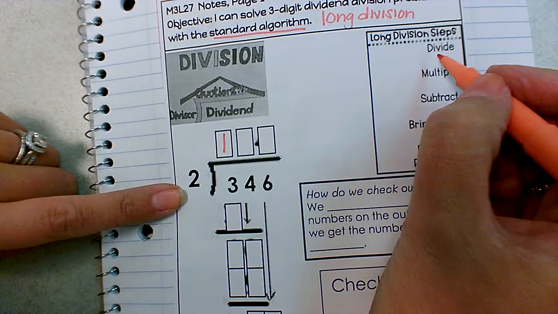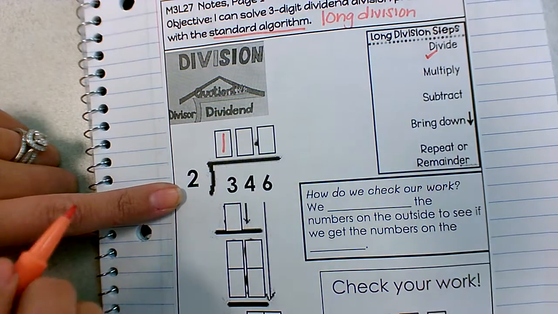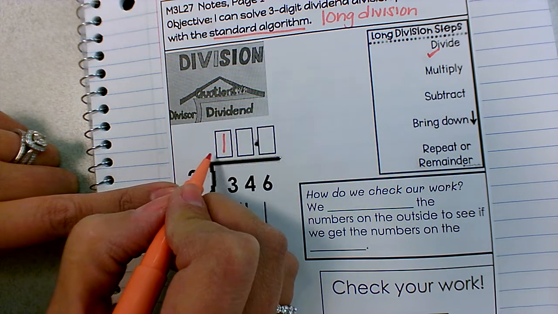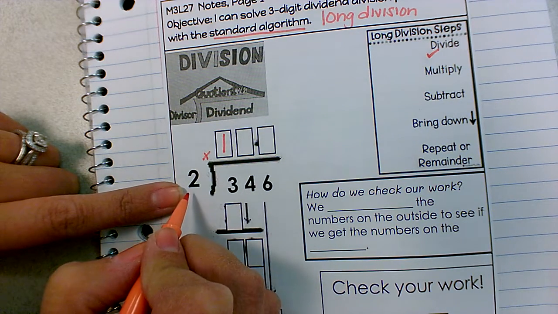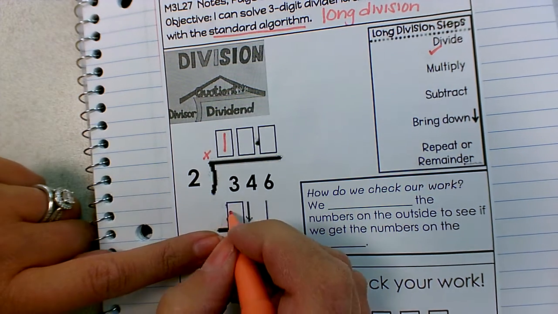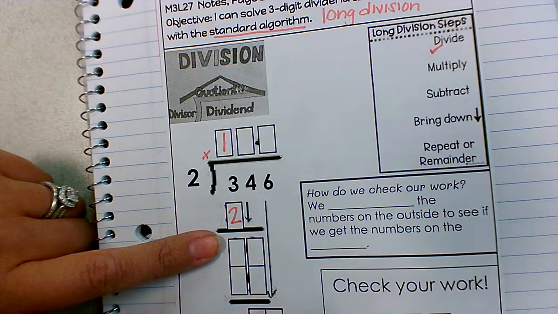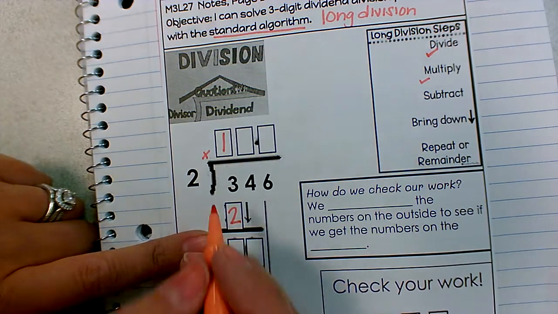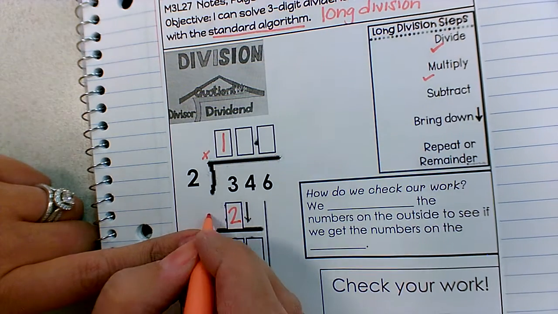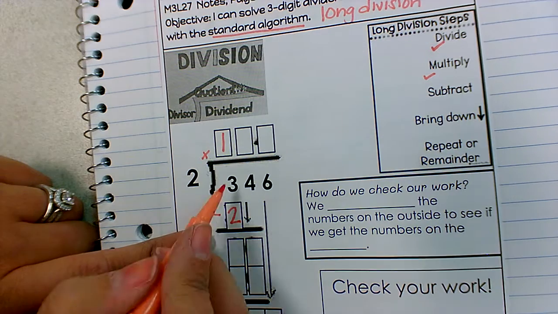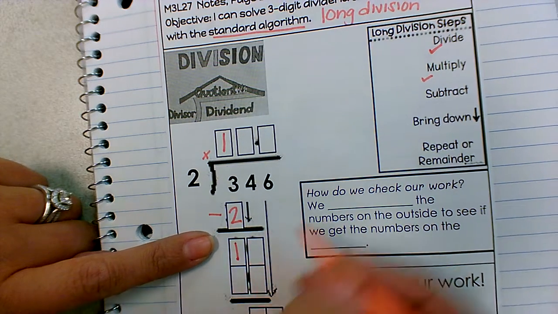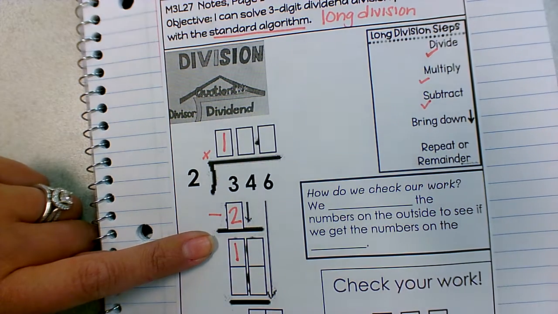Now, I did my divide step. My next step is to multiply. And I take this number I just wrote. 1 times 2 equals 2, and I write that below. That was my multiply step. Check it off. Now is my step that tells me I'm going to subtract, and I take 3 minus 2 equals 1. Check off my subtract.